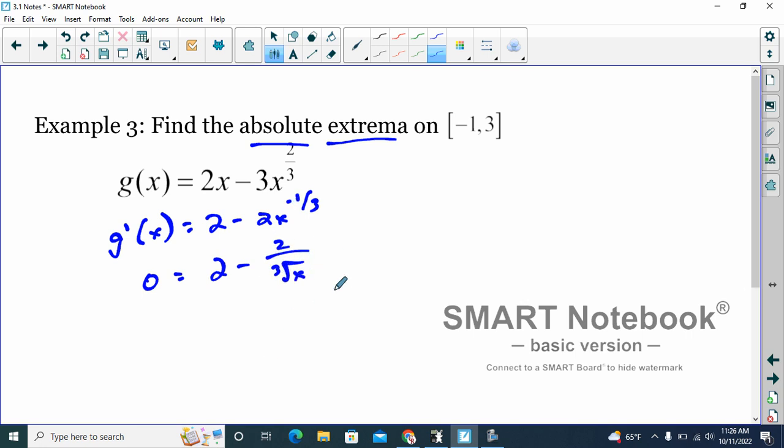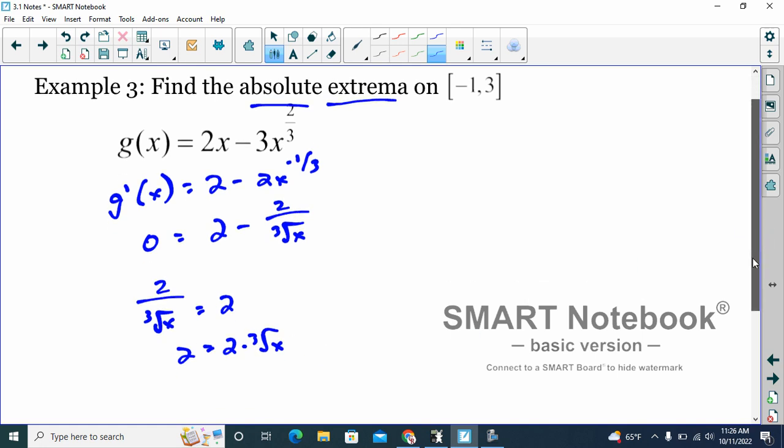Negative exponent, I move down to the bottom. X to the 1/3 is the same thing as the cube root of x. I'm going to add this over and solve for x. So I added this over to this side. I multiply both sides by cube root of x, divide by 2, and I get x equals 1.